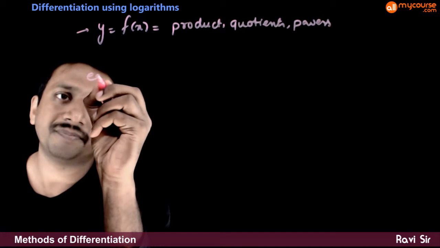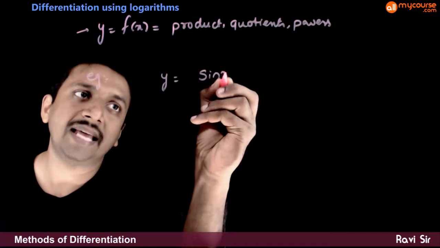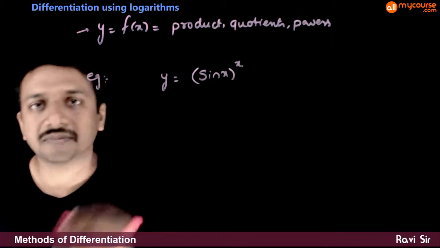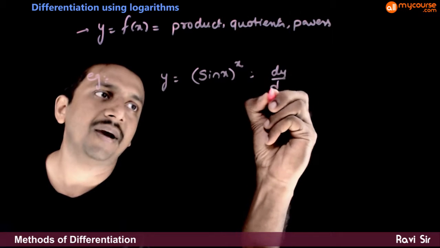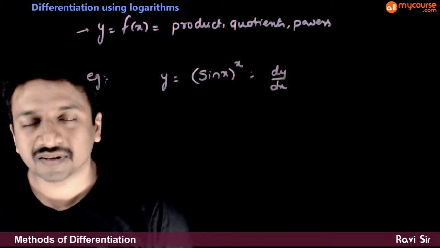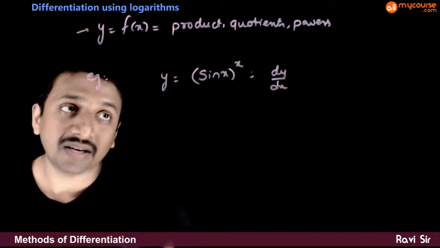For example, if you have y is equal to sin x power x and you're asked to find dy by dx, how do we think? How do you think we can do this?